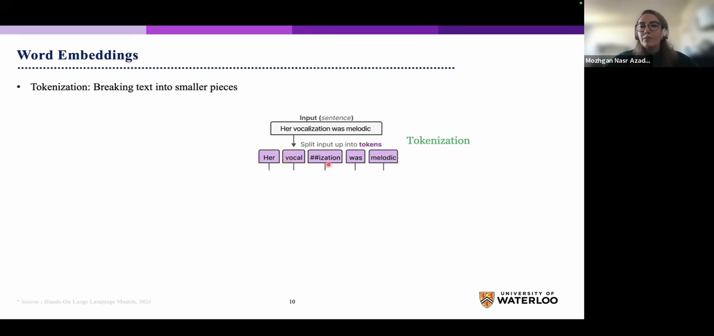So these tokens, as you can see, can be the whole word, such as "her", but sometimes it can be broken up into smaller pieces, which are partial words. And sometimes it could be even just letter level, depending on the tokenizer we are using.